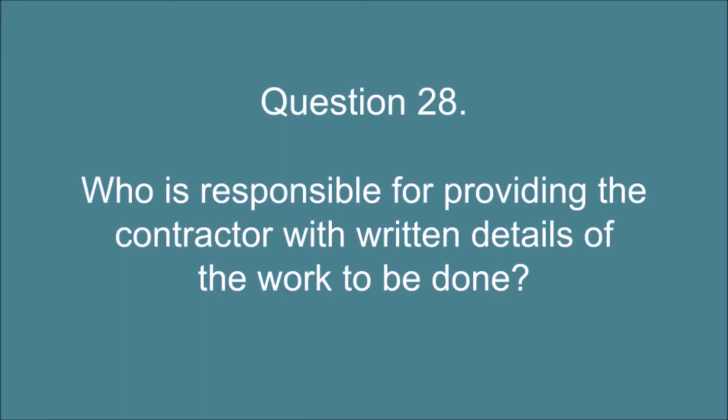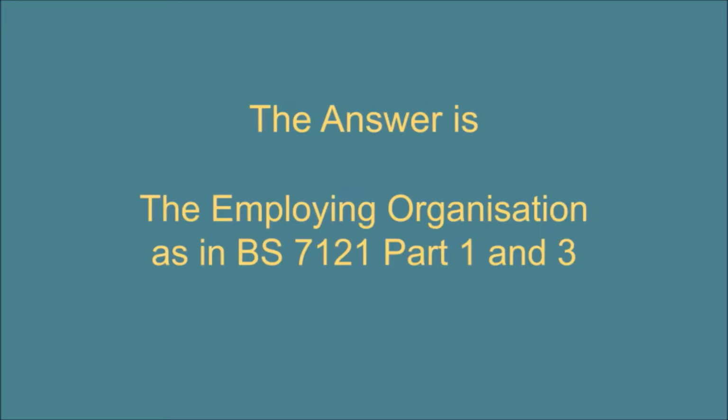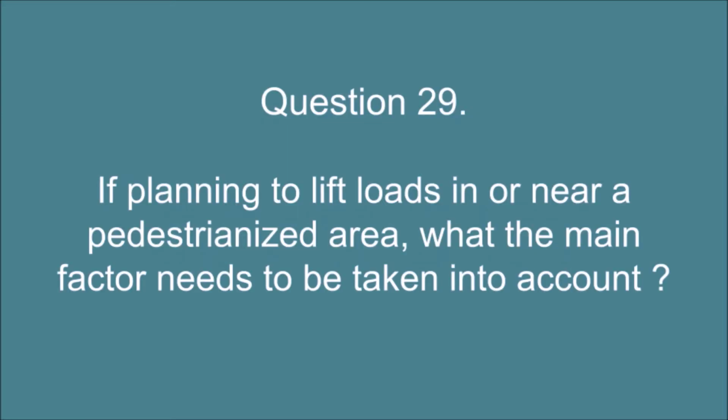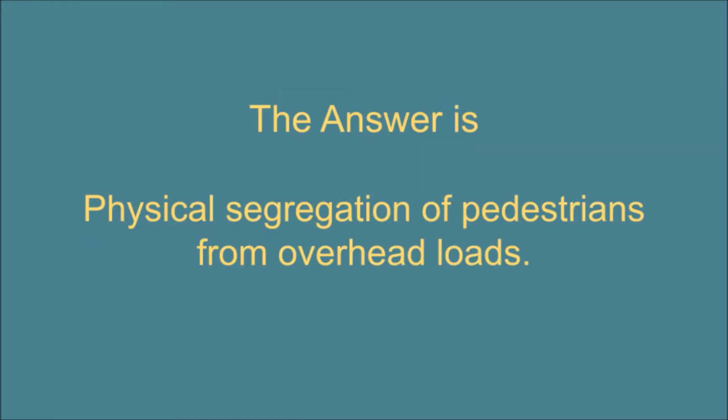Question 28. Who is responsible for providing the contractor with written details of the work to be done? The answer is the employing organization, as in BS 7121 Part 1 and 3. Question 29. If planning to lift loads in or near a pedestrianized area, what main factor needs to be taken into account? The answer is physical segregation of pedestrians from overhead loads.